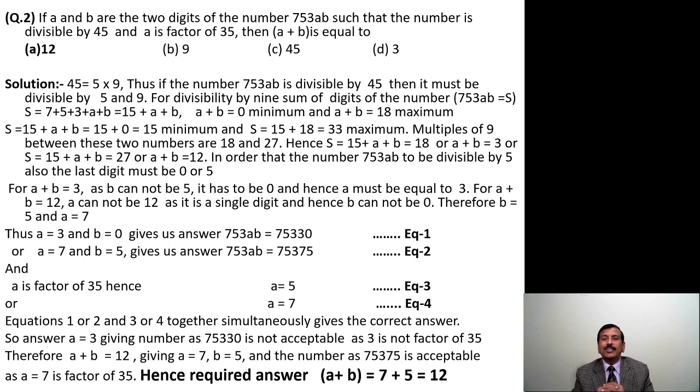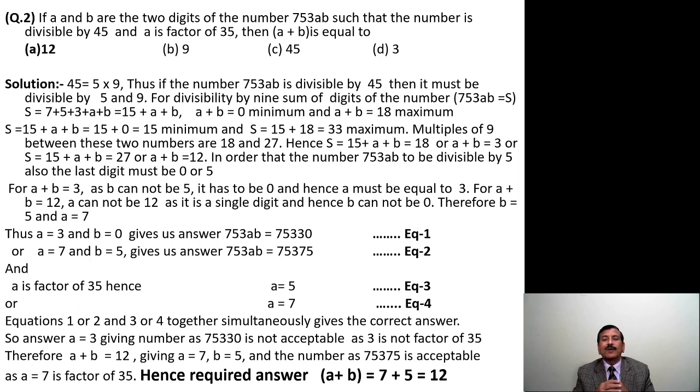A and B are two digits of the number 753AB such that the number is divisible by 45. Now typically when a number is to be divisible by 45, we obtain co-prime factors of 45. They are 5 and 9. In order for the number to be divisible by 5, the last digit should be 0 or 5. And in order for the number to be divisible by 9, the sum of the digits should be divisible by 9.